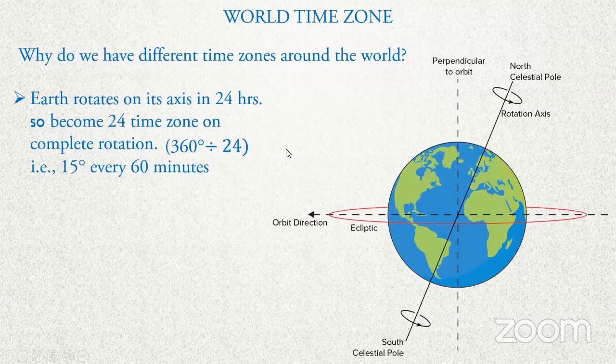So 15 degrees every 60 minutes, or you can say 1 hour. The Earth travels 15 degrees in 1 hour of rotation. I'm not talking about revolution. Rotation and revolution are completely different things. Thank you, Tanuja, you have submitted. Yes, I will see everything. So for the world time zone, it's clear. The first point: the Earth takes 24 hours to rotate, and 360 divided by 24 is 15 degrees in each hour. Every hour it moves 15 degrees.